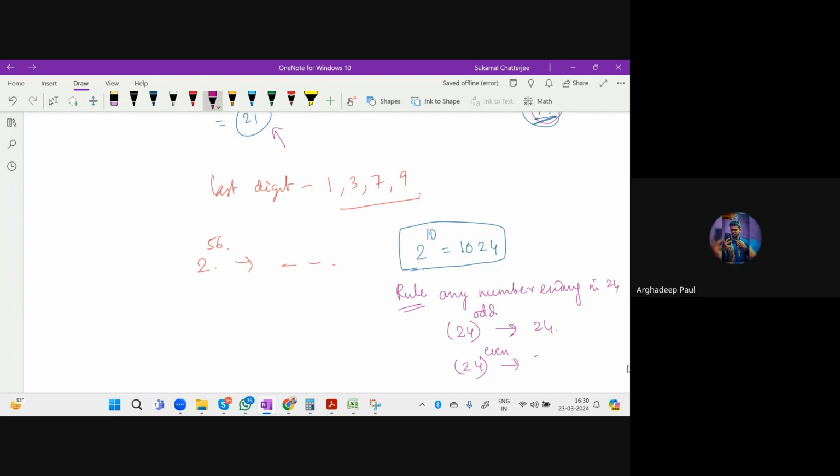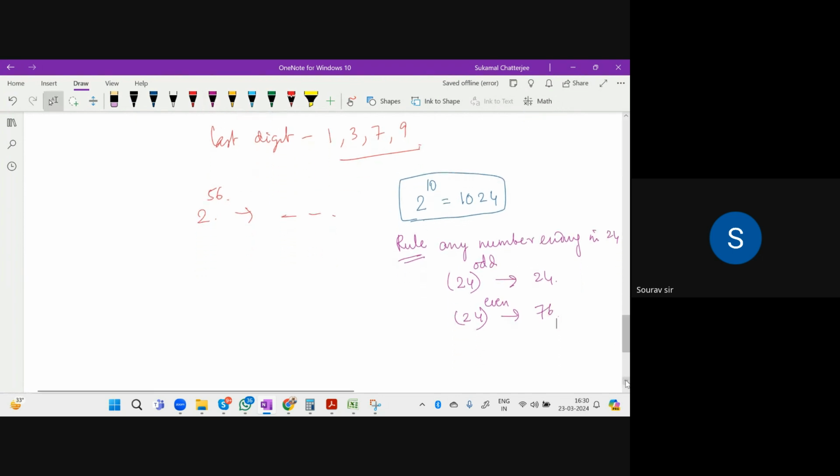So 76. 76. 100 minus 24. Okay? So any number ending in 24, if the power is odd, will end in 24. If the power is even, will end in 76. Any number. Okay. So all I am interested in is the last two digits should be 24.